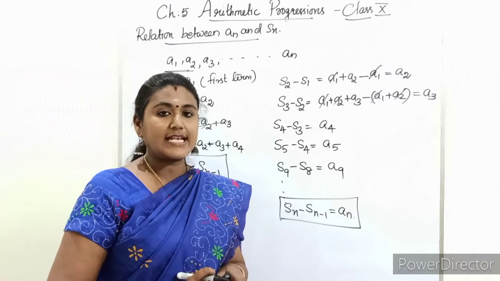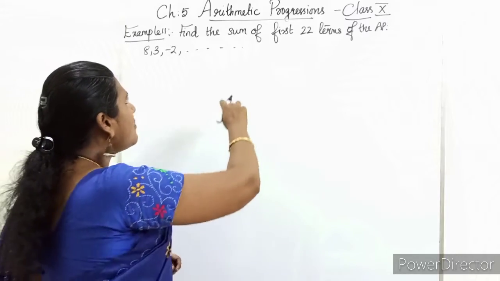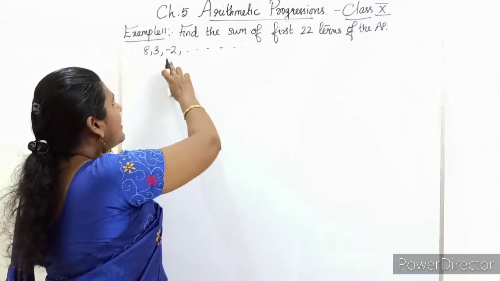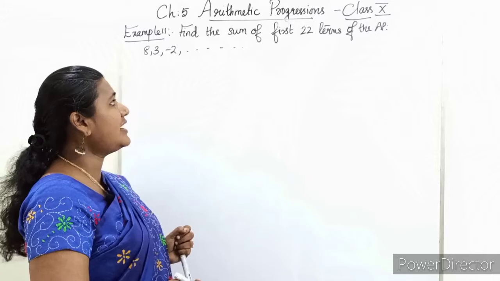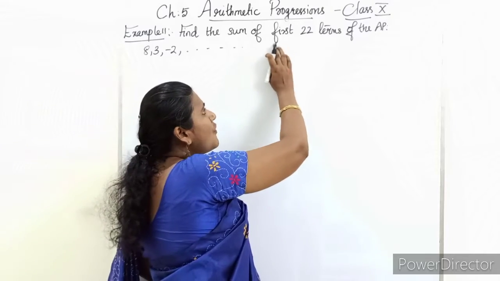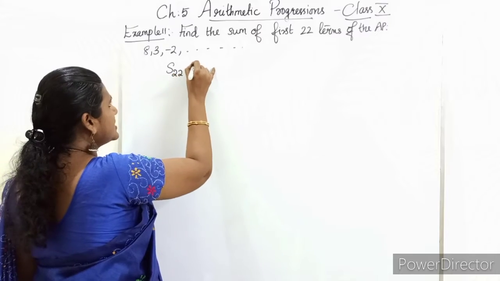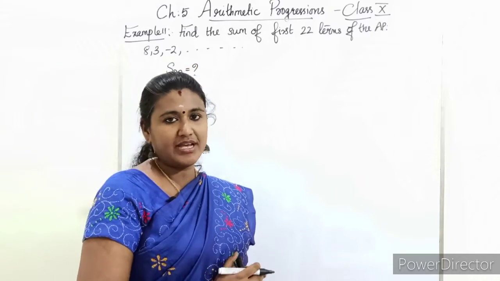Now we will see a few example questions. Example 11: find the sum of first 22 terms of the AP 8, 3, minus 2, etc. So here in this question, the AP is given. We have to find the sum of first 22 terms, that is S22. So this is the direct application of the formula we have learned.